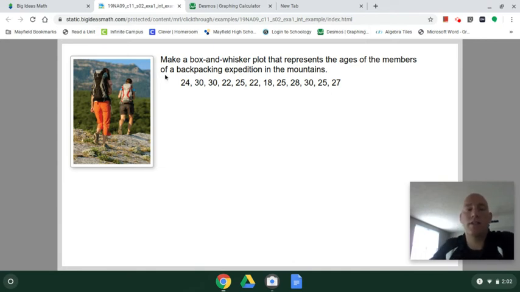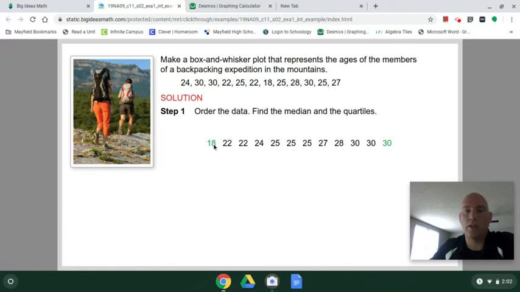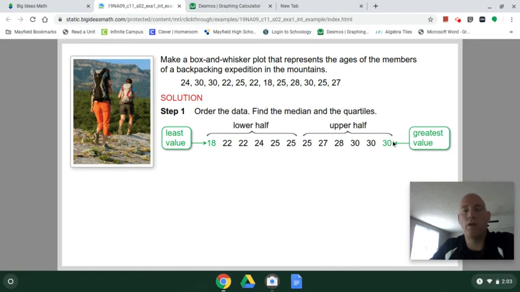Now, when you're setting these up, it is always a good idea to just rearrange them. Okay? So that's the first thing they did. They put them in ascending order, and now we have our minimum and our maximum highlighted. Now we broke it into 2 equal groups. Okay, we have our lower half and our upper half.